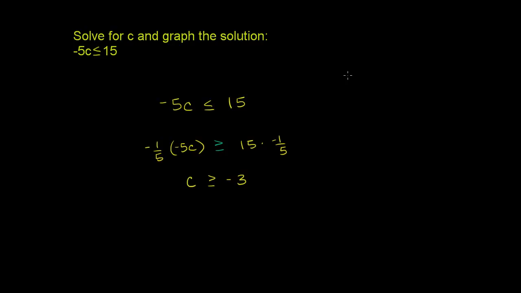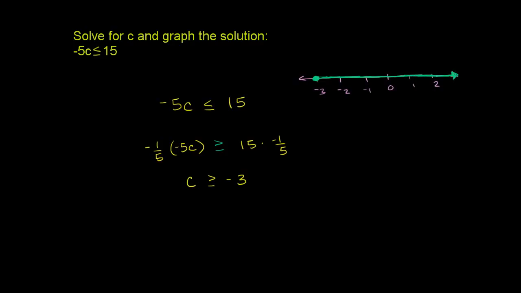And let's graph it. So that is my number line. Let's say that is 0, negative 1, negative 2, negative 3. And then I could go above 1, 2. And so c is greater than or equal to negative 3. So it can be equal to negative 3, so I'll fill that in right over there. Let me do it in a different color. So I'll fill it in right over there. And then it's greater than as well. So it's all of these values I am filling in green.